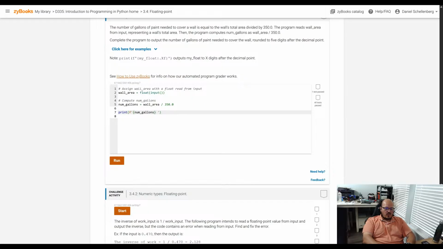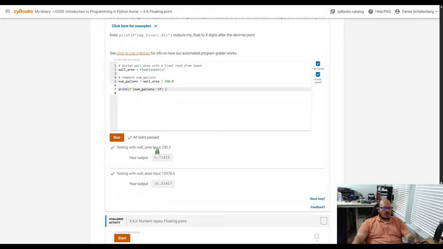And then it said that we want it to be 5 digits, so we'll do colon 0.5f. You notice that I put colon 0.5f and then the end quotation here. If you don't put that end quotation, it will give you an error. But let's make sure this is what it's asking for. Oh, it even shows a small example here. So this looks correct to me. Let's run it. And voila, it does 5 digits after the decimal.